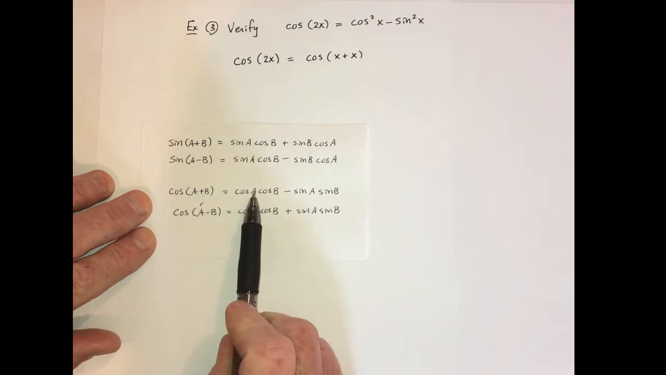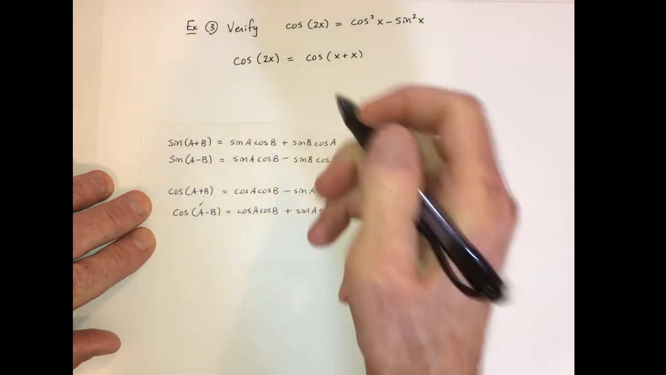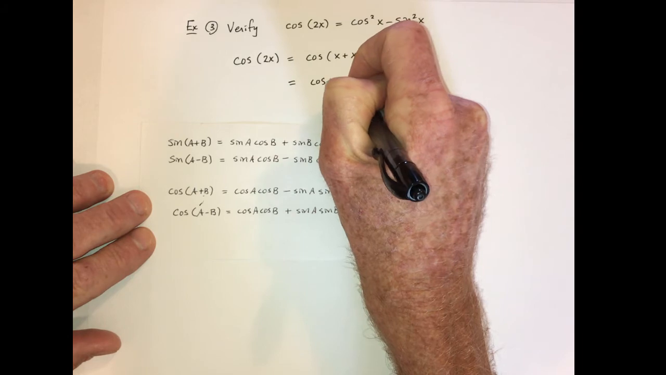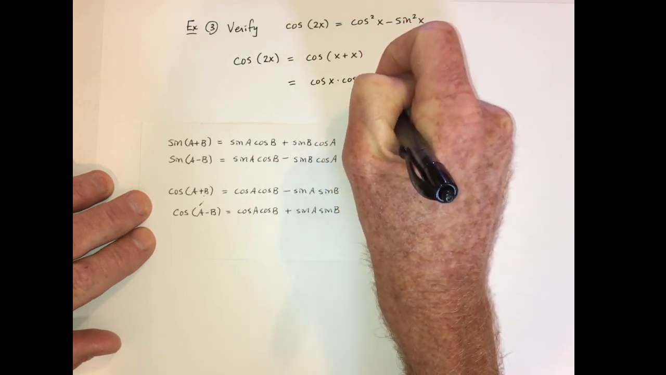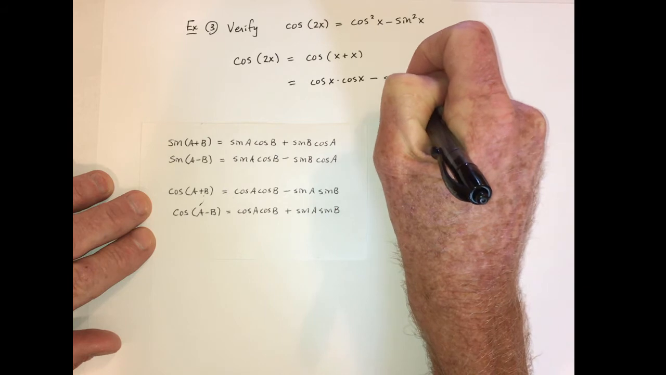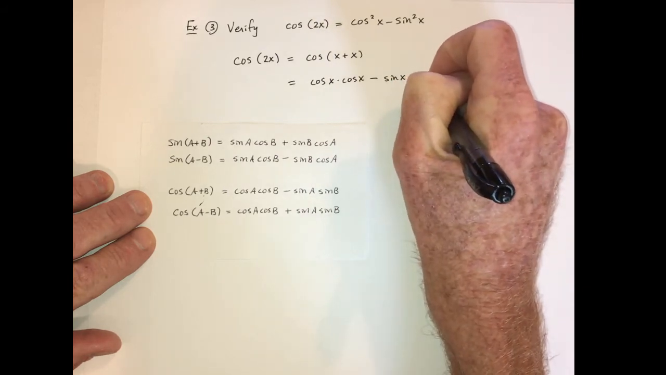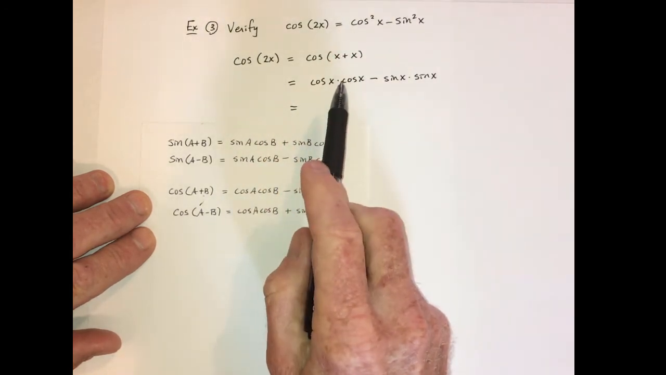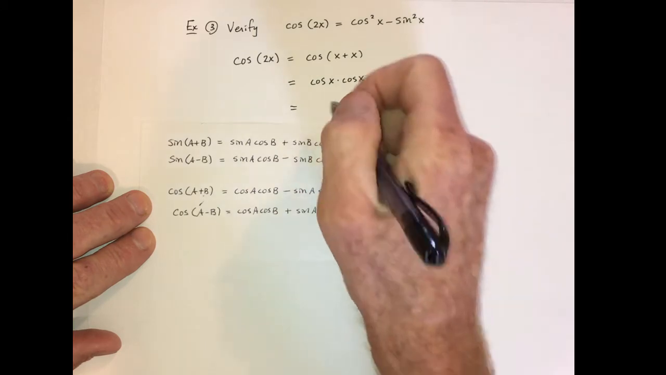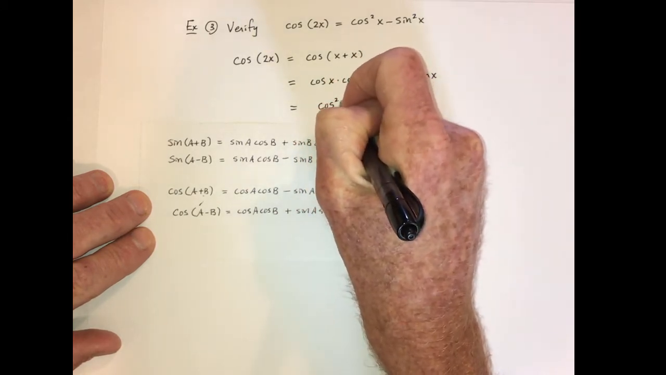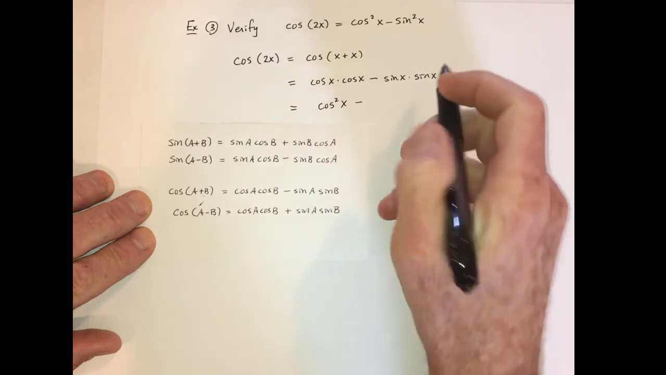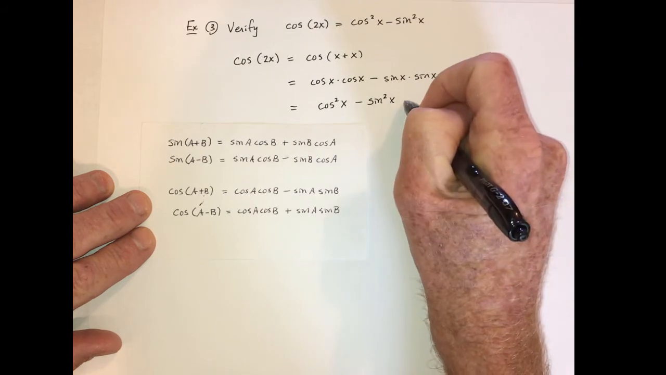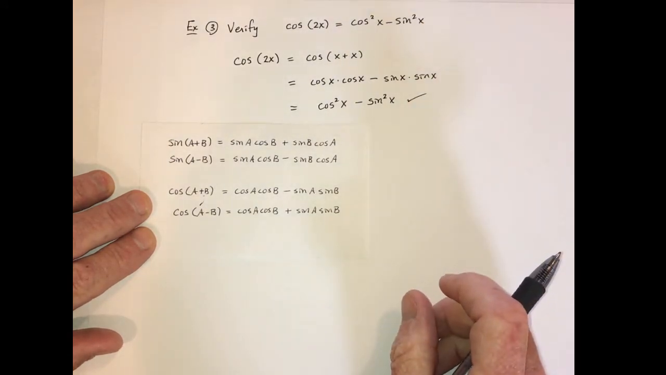And now substitute an x here and here and here and here. So then that's going to be cosine of the first x and then cosine of the second x minus sine of the first x and sine of the second x. And then this is cosine times cosine, so that's cosine squared. And this one is sine times sine, so that's sine squared. And that's exactly what we were supposed to get, so this one deserves a check mark.